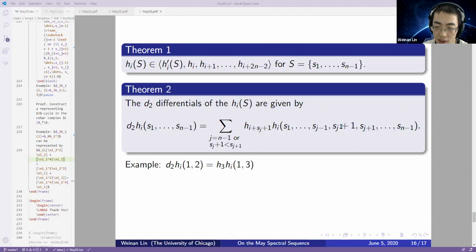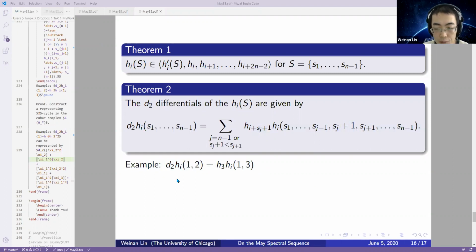And there's a restriction. When you increase H_j, it should still be less than the next index, and that's it. And you take the sum of all this kind of increase. Okay, example: d2 of H_{i,1,2} equals H_3 H_{i,1,3}. I mean, you increase 2 by 1, and that's 3. And that 3 agrees with that 3. You see that i plus H_j plus 1 agrees with that H_{j+1}.